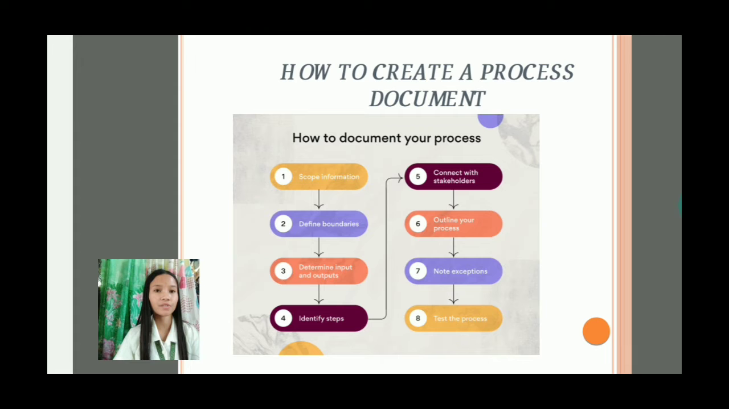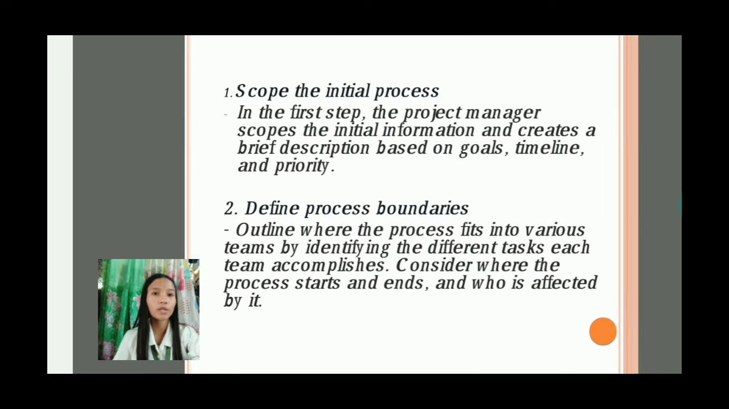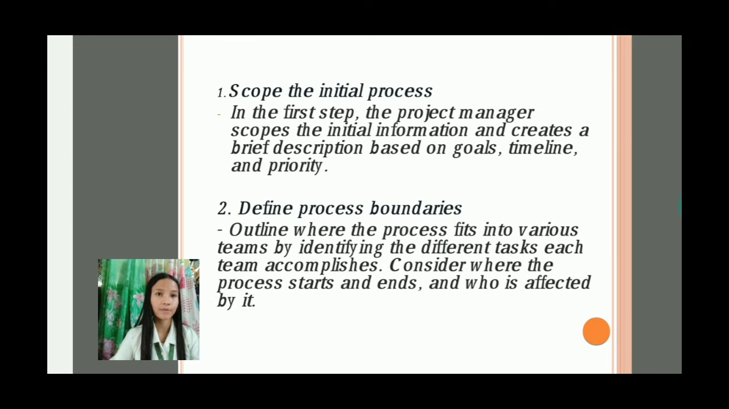How to create a process document. So here are some steps in creating a process document. So first, scope information. Second, define boundaries. Third, determine inputs and outputs. Fourth, identify steps. Fifth, connect with stakeholders. Sixth, outline your process. Seventh, note exceptions. And eighth, test the process. So let's start with scope the initial process.